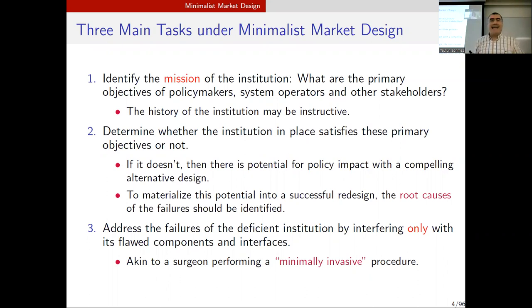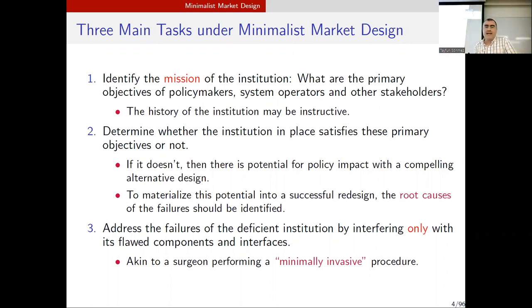First, identify the mission of the institution. What is it that these guys are trying to do? What are the primary objectives of the policymakers, system operators, and other stakeholders? The history of the institution is often very instructive. If you read the history of the institution, it will sometimes be very straightforward what they are trying to do. But then if you say, you know what, these guys are roughly trying to maximize this objective function, and let's do this under equilibrium conditions, then we might have issues communicating with stakeholders. So that's the first task, identify the mission of the institution.